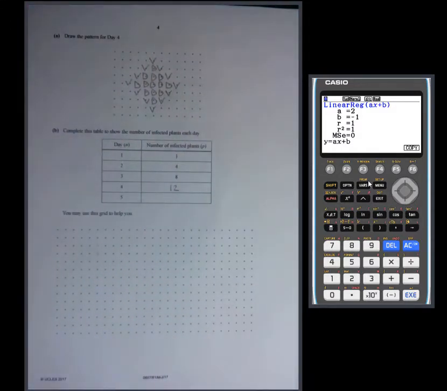Okay, so I could look at this and say maybe that's going up in 4s, but I don't really have enough information to do it. It says you may use the grid to help you. You might not need the grid. It really depends how you operate.